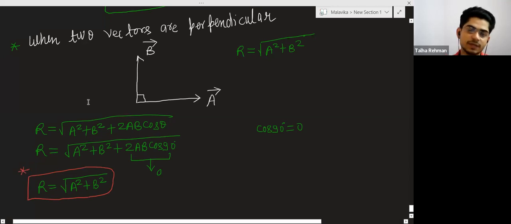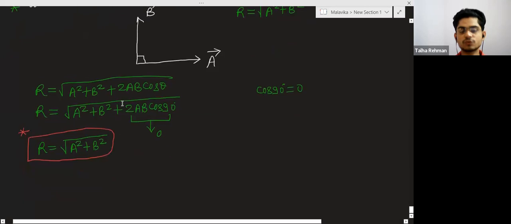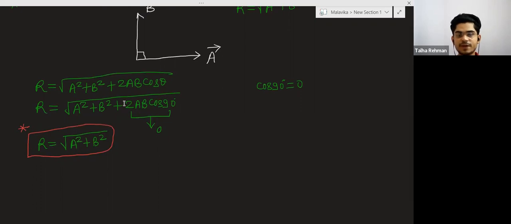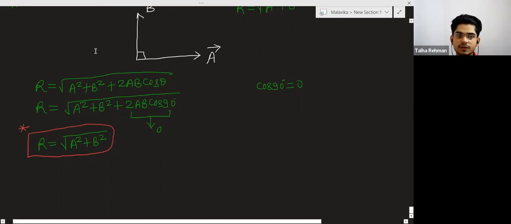And there can be another case also, when the angle between two vectors is 60 degree, 30 degree, 45 degree, then accordingly we will change the angle here.